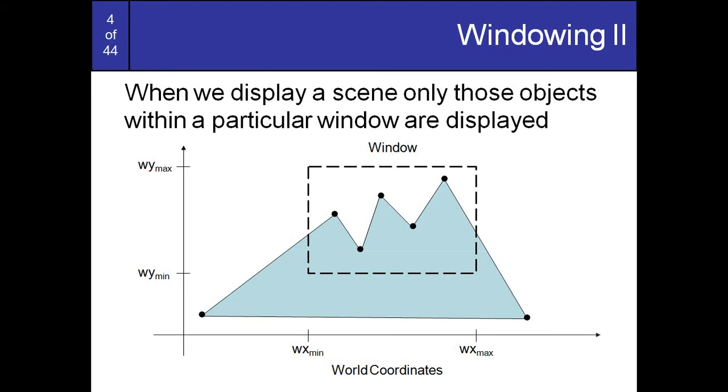So when we display a scene, only those objects within a particular window are displayed. Now this is the window. Whatever is inside this window will be selected, and that we will be transforming into the viewport coordinates. So we have the coordinates in terms of wx min, wx max, wy min and wy max. The alphabet W refers to the world coordinates. And whatever object in the real world scenario we select in this window will be transformed to the viewport coordinates.